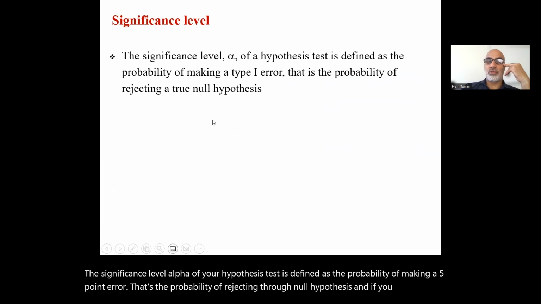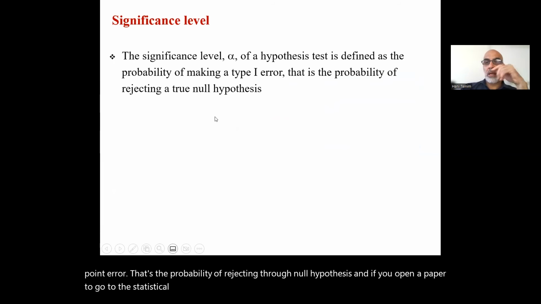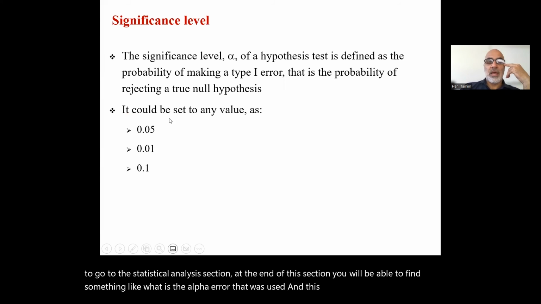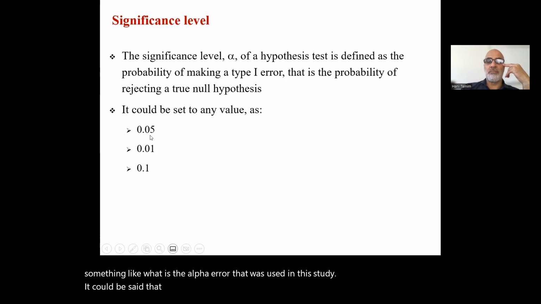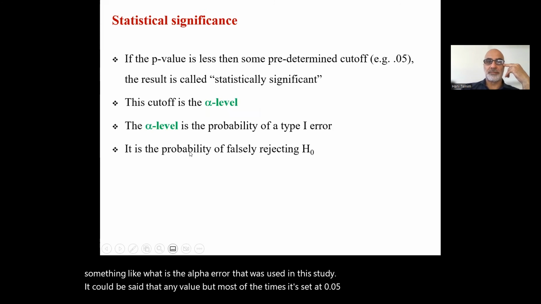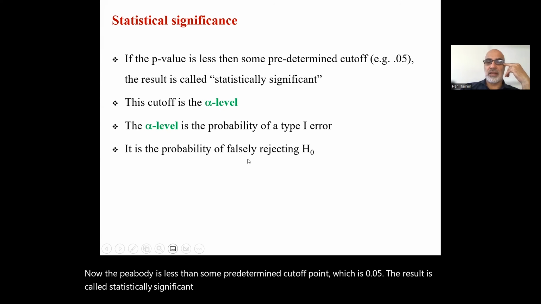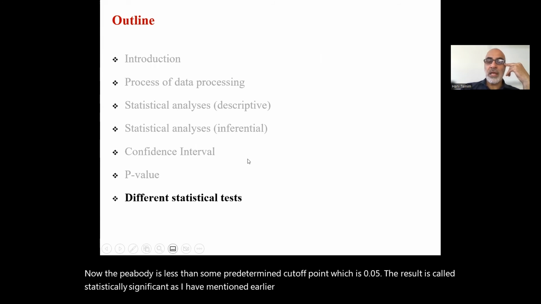If you open a paper and go to the statistical analysis section, at the end of this section you will be able to find the alpha error that was used in this study. It could be set at any value, but most of the time it's set at 0.05 or 5%. Now, if the p-value is less than some predetermined cutoff point, which is 0.05, the result is called statistically significant, as I have mentioned earlier.